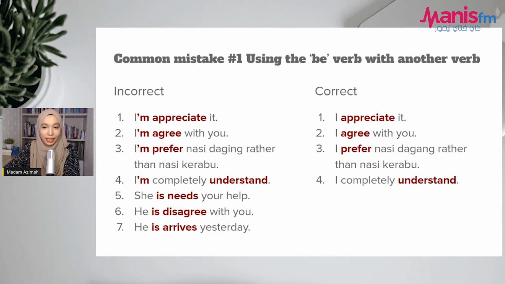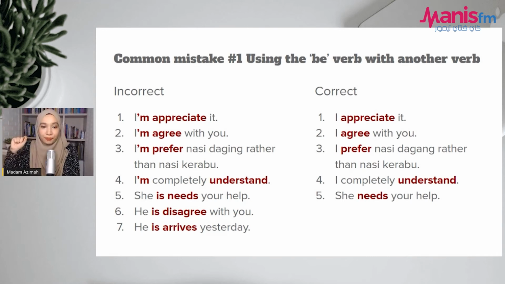Not I'm completely understand, because understand is a verb, so you do not need to put am there. What about number 5? She is needs your help. Should be she needs your help. So needs is the verb, and you have to put s there. She needs your help. Not she is need your help, or she is needs your help. No need to put the is there.